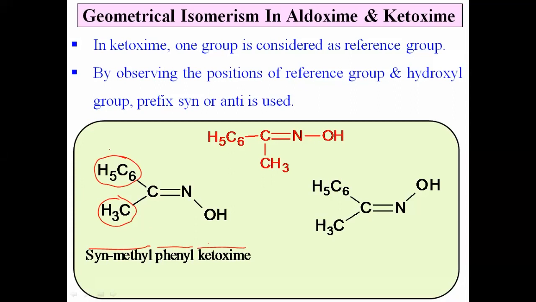Suppose we are choosing the phenyl group as a reference. The OH group and phenyl are present at the opposite side. Then what do we say? Anti phenyl. And then what is the second group? Methyl ketoxime. In the second case, suppose we have chosen the phenyl group as a reference, then the phenyl group and OH are present at the opposite side. Hence we are using the prefix anti.